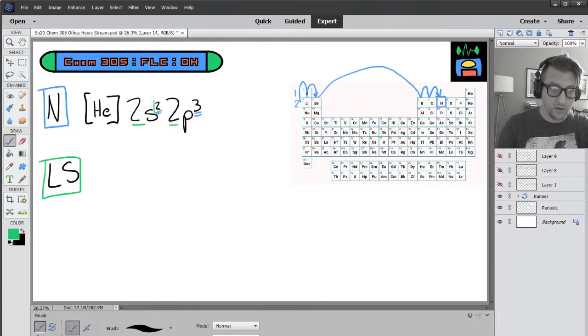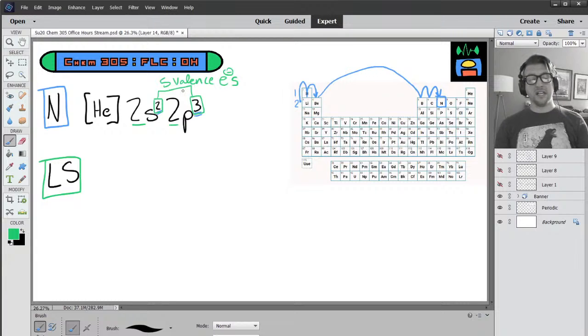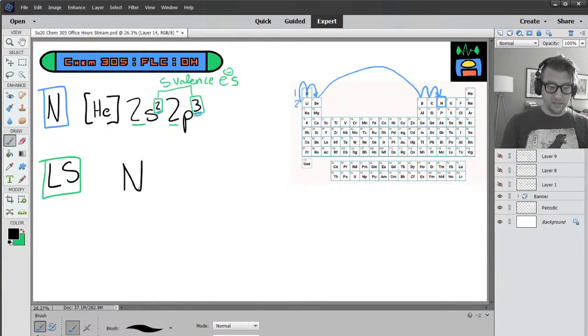So here we have a total of 5 valence electrons. All right. Now, those valence electrons are represented as dots around the elemental symbol in the Lewis dot structure. And so we have to place 5.